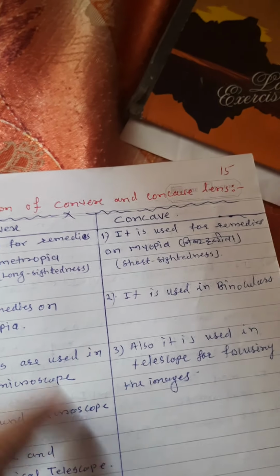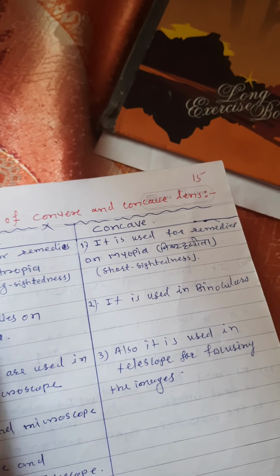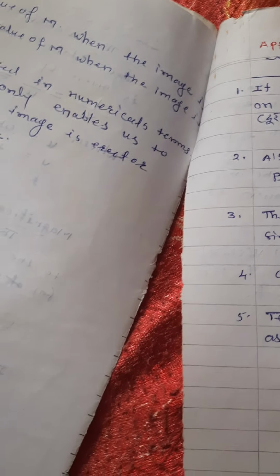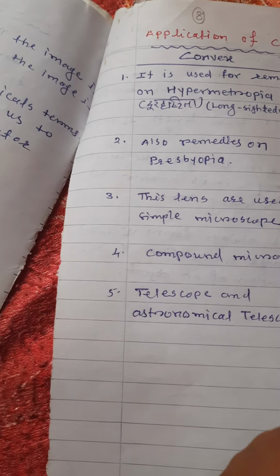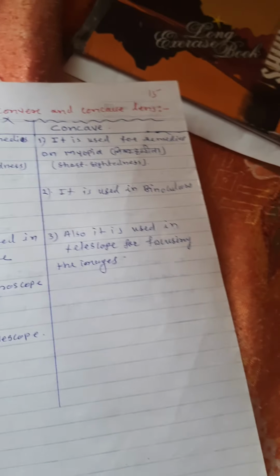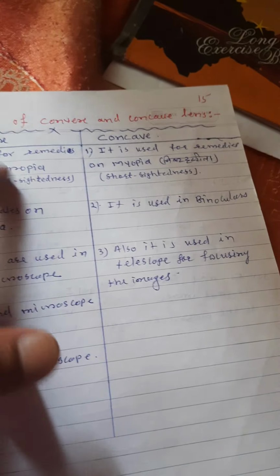So applications of the lenses are given. The convex lens is used for hypermetropia, the concave lens for myopia, and the remedy for presbyopia, and it is used in binoculars. These lenses are used in simple microscope. It is also used in telescope for focusing of the image. Compound microscope, telescope, and astronomical telescopes use the convex lens. So this is about the lenses.